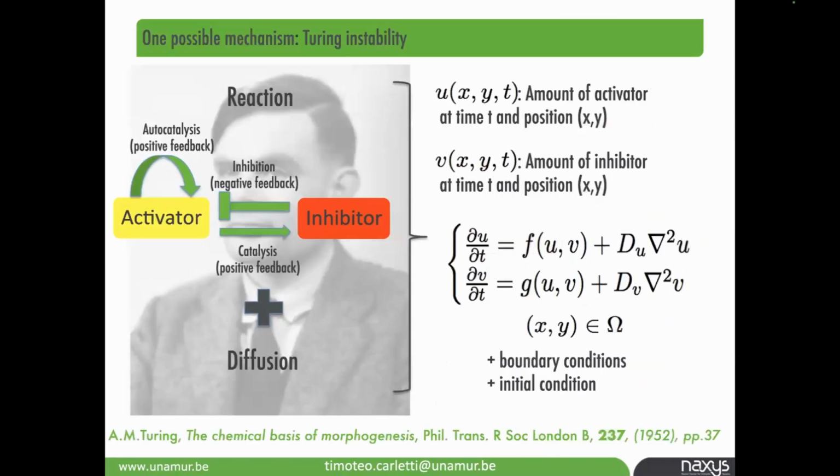Okay, so one of the possible mechanisms is the one that Turing created in '52 with this pioneering paper. The idea is in some sense simple, but at the same time odd. The idea of Turing was the following. Turing studied the problem of morphogenesis, so the creation of shapes from embryos, animals, also humans. And the idea was the following.